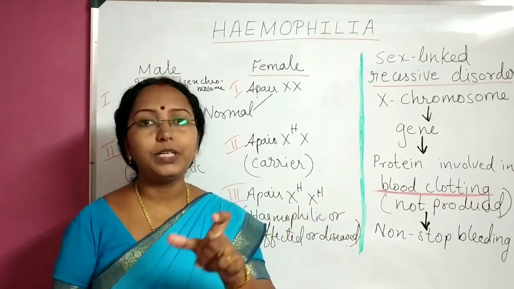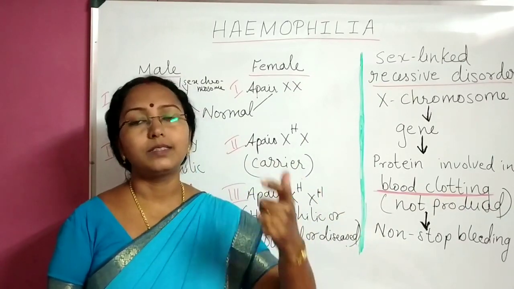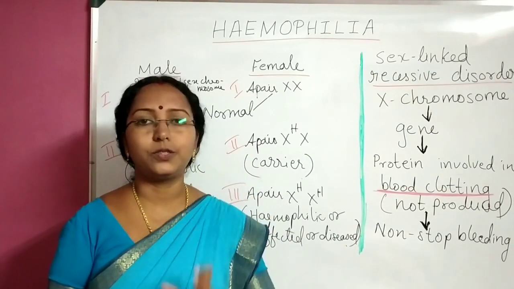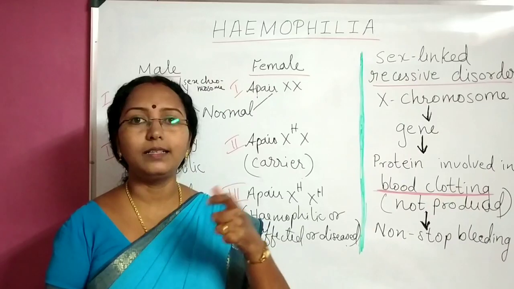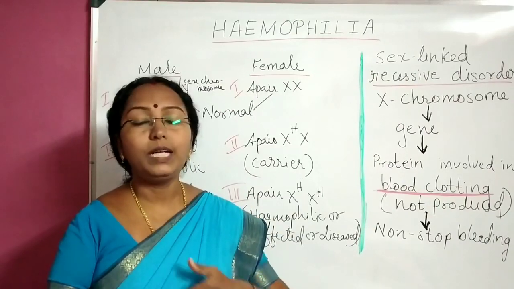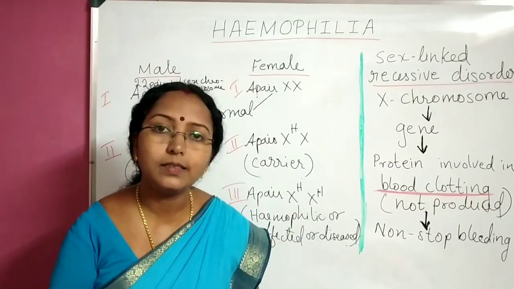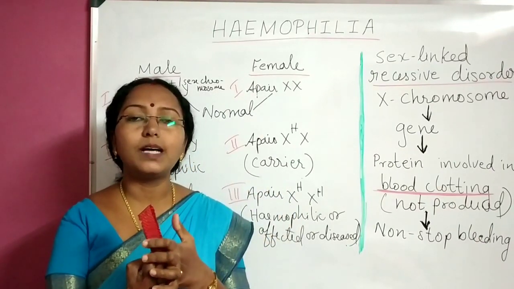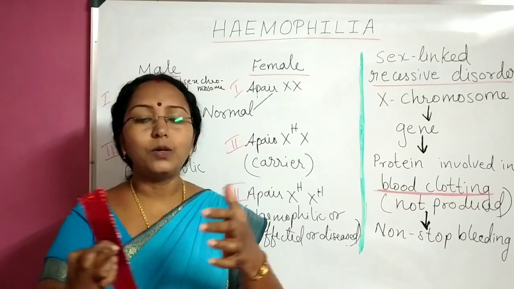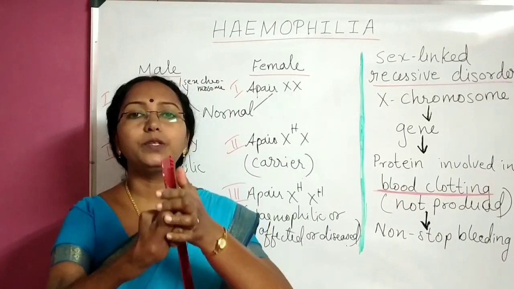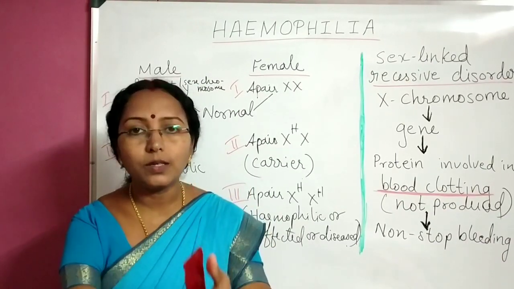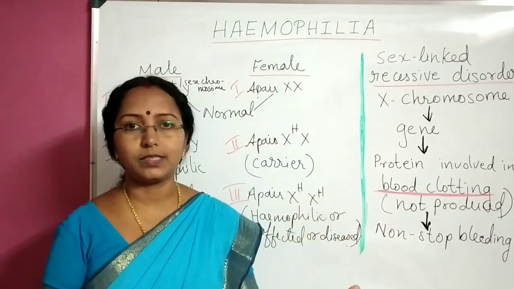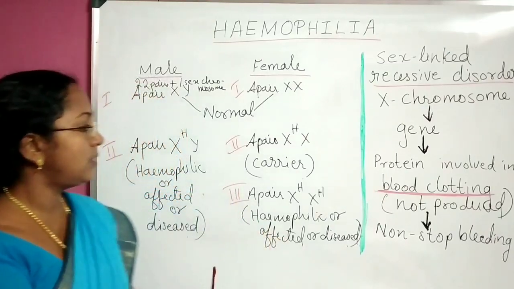That means the female is not diseased, but she is a carrier. I hope the difference is now clear to you: carrier and diseased. Now when can the female become diseased then? Right. When both the X chromosomes are affected. None of these X chromosomes are able to produce protein which is involved in the clotting of blood. Then we say that the female is affected. Right? So that is the third case.